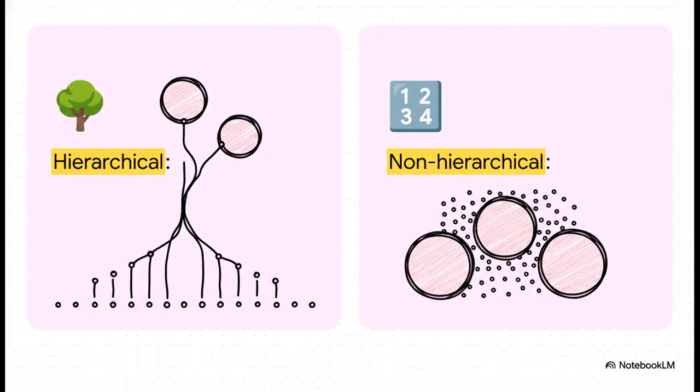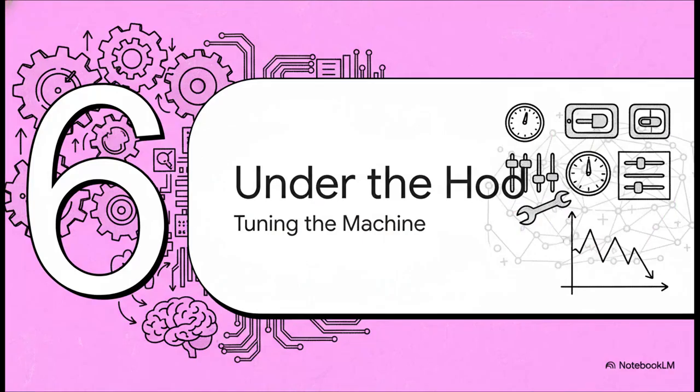And there are two main flavors of this. Hierarchical clustering is cool because it builds a kind of family tree, showing how small clusters of data merge into bigger and bigger ones. Non-hierarchical is more direct. You just tell it, hey, find me 5 groups in this data, and it does its best to sort everything into exactly 5 buckets.